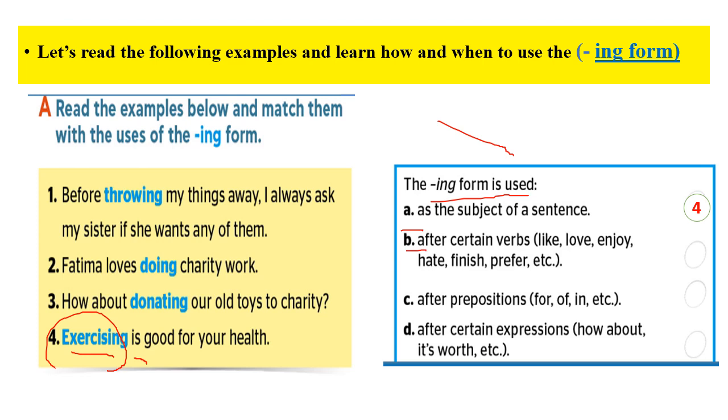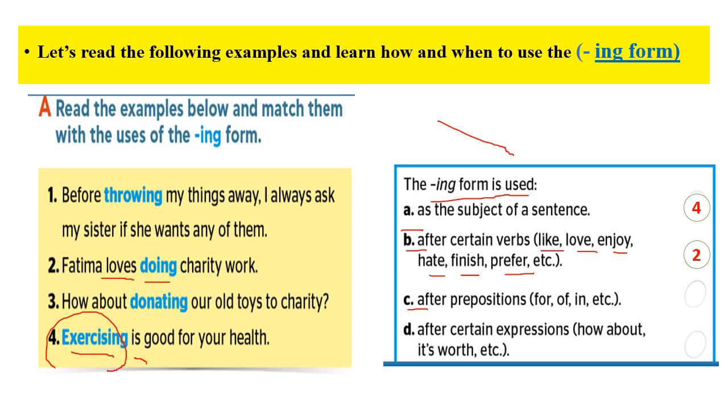B, the ing form comes after certain verbs such as like, love, enjoy, hate, finish, prefer. So after these verbs and other verbs as well, the verb should come in the ing form. A good example is example 2. Let's read it together. Fatima loves doing charity work. So here, the main focus is on the verb love, or loves because it is singular, and what comes after it is the verb in the ing form, as you see, doing, do plus ing, doing.